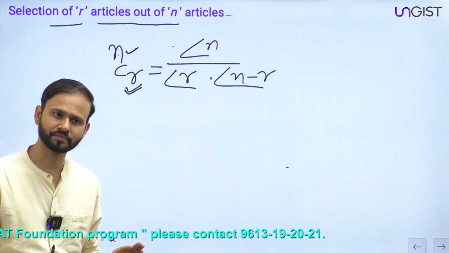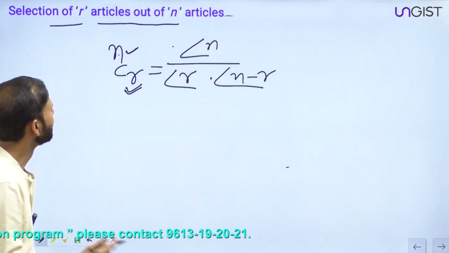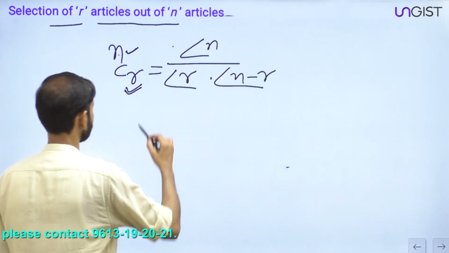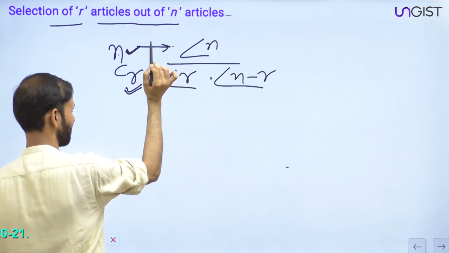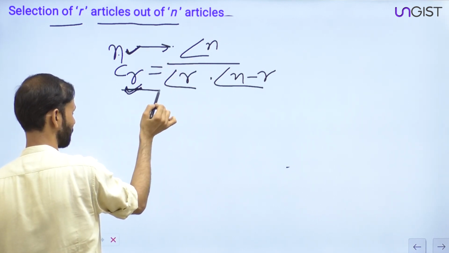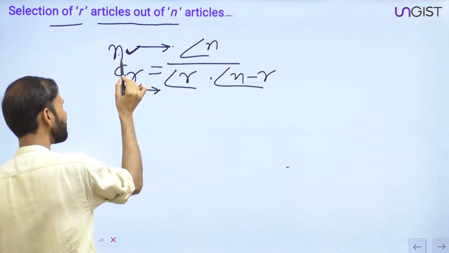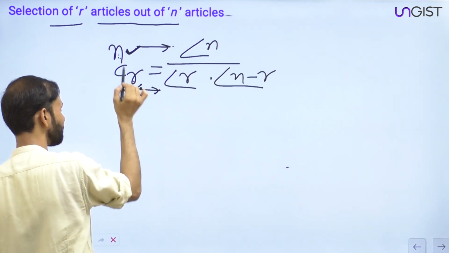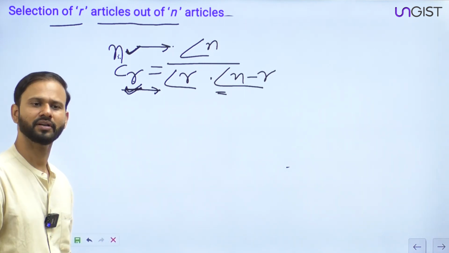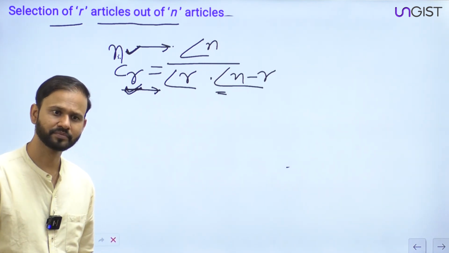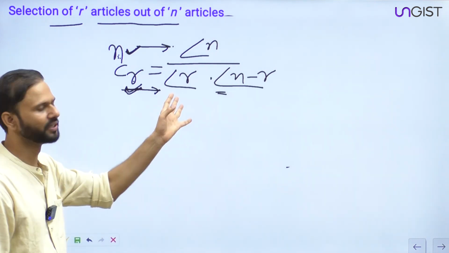Guys, it is clear, right? And I repeat, the factorial of the number written here will come in the numerator, the factorial of the number written here will be in the denominator, and this will be multiplied with the factorial of the difference of these two numbers. Clear everyone? Okay, this is the formula only, right?